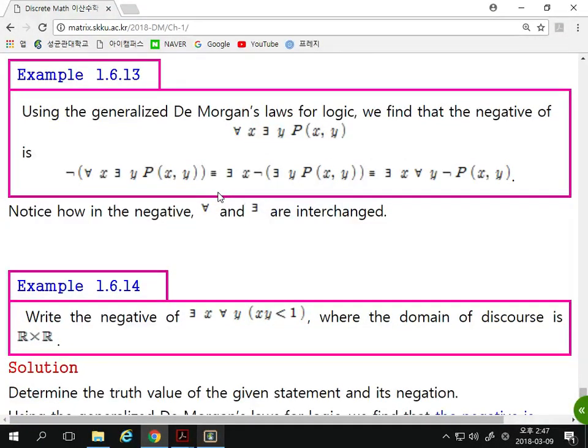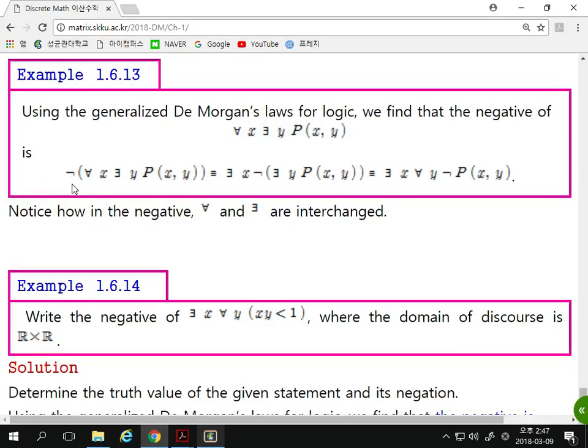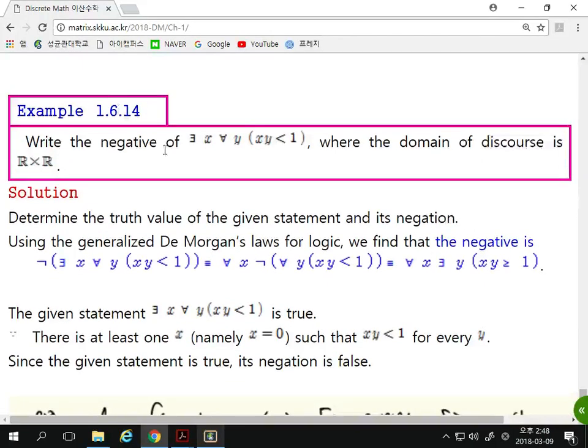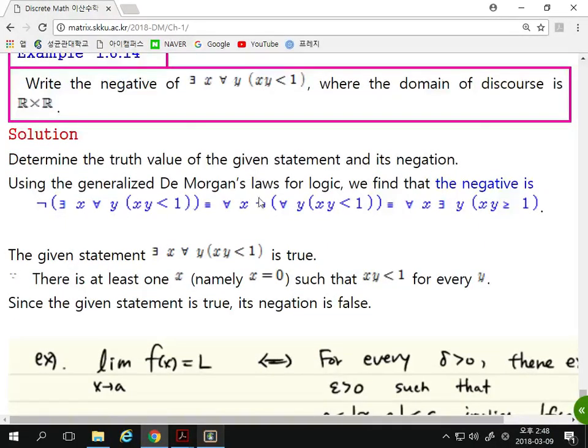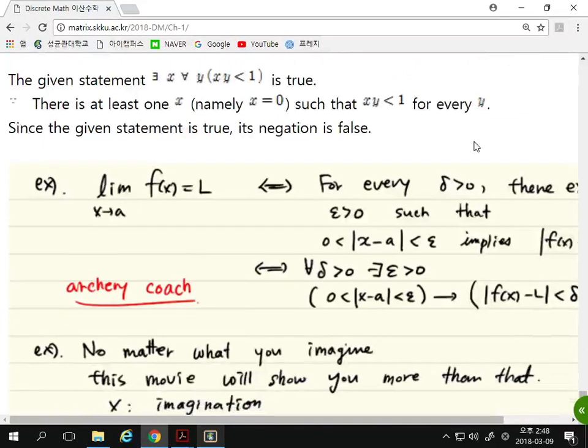And De Morgan's law. Using the generalized De Morgan's law for logic, we can find the negation of this. The negation of this is just to switch it, or make it exist. And next, the negation of all this part. So in here, change the existence to for all and the negation on P. So we can easily get the negation by using the generalized De Morgan's law for logic. And write the negation of this here. The negation of this gives you existence, for all, and negate everything. Then it gives you the negation of A to existence, and the negation of this, which is less than 1, and the negation is bigger than or equal to 1. So we can easily find the negation of it by using De Morgan's laws. And this can be used here.